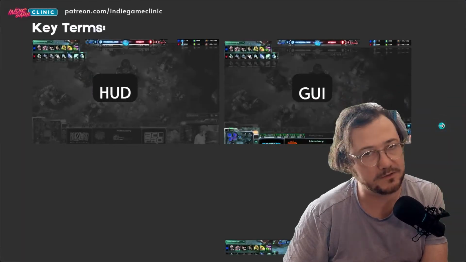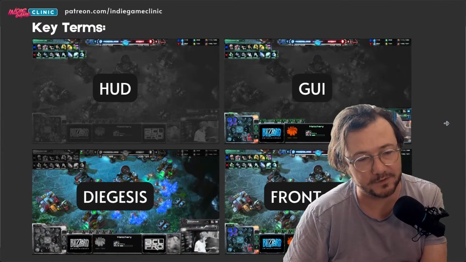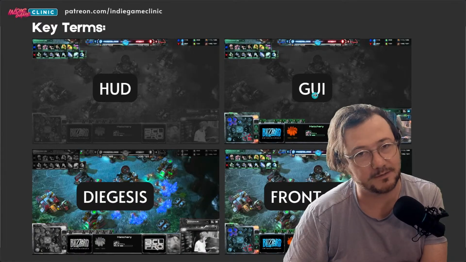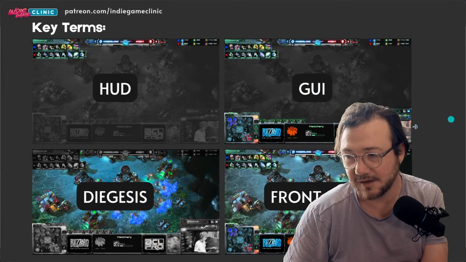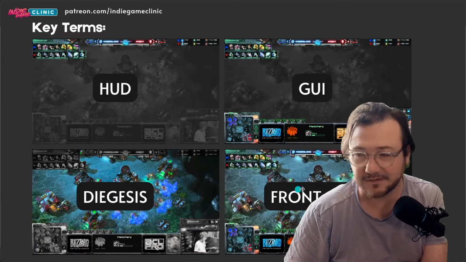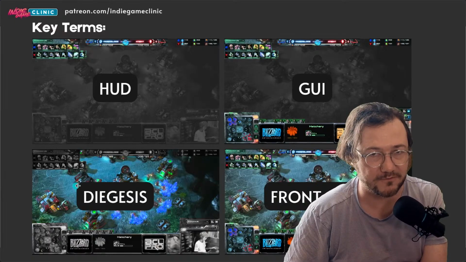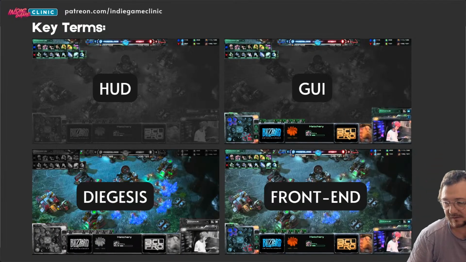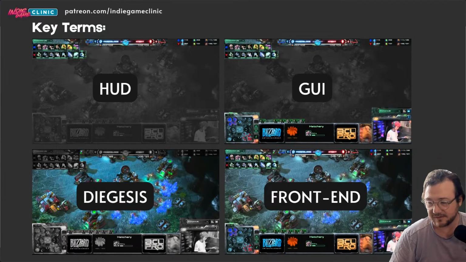Some key terms that are helpful to understand before we start as well. You might have heard these before. HUD, GUI, or GUI, if you're a disgusting person who likes to call it a GUI. The diegesis, which is a term that we take from film and theatre studies, and front end. And this set of terminology is really helpful for us to understand what part of the game we're talking about whenever we approach interface.